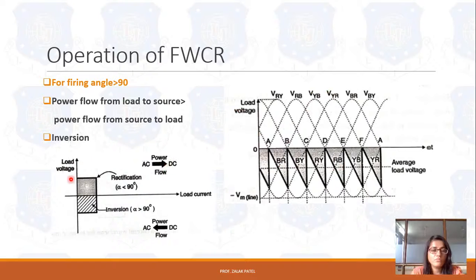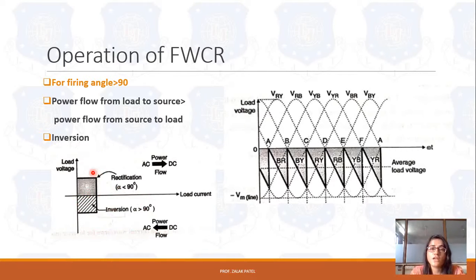This can be clear from this figure. Two quadrant operation means this upper portion is when alpha is less than 90, because when alpha is less than 90 the positive portion is more compared to the negative portion, and because of that the rectification is always above the zero line. So this is called rectification, means first quadrant operation. In case of inversion the values are negative, completely inverted relative to the first quadrant. So the inversion region is below the zero level. This is how the FWCR operates in two quadrants.